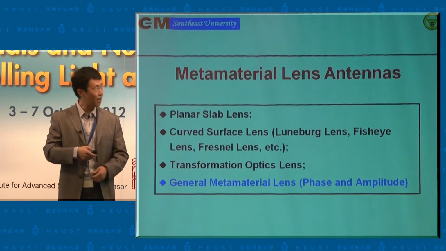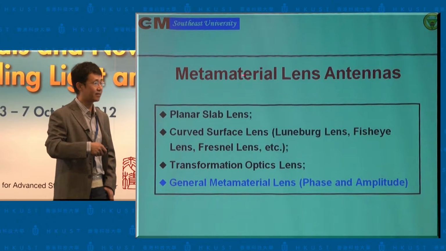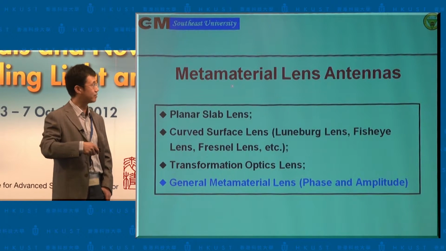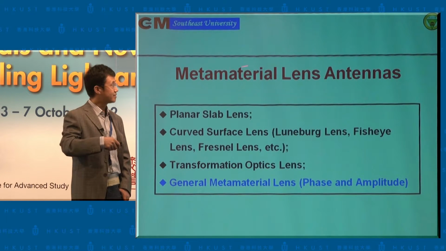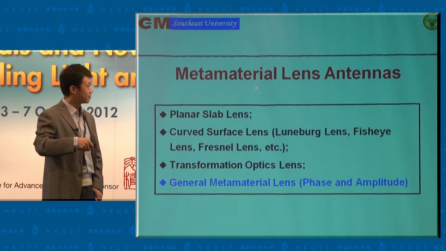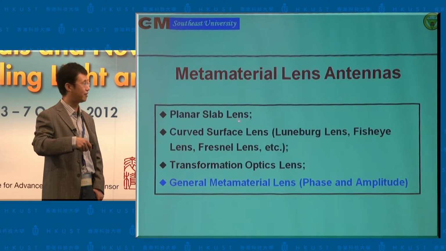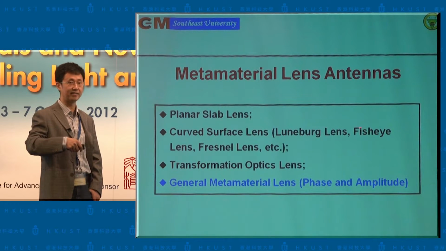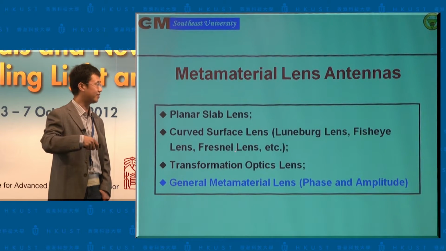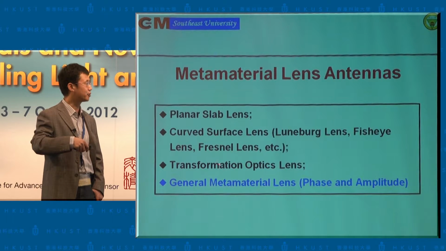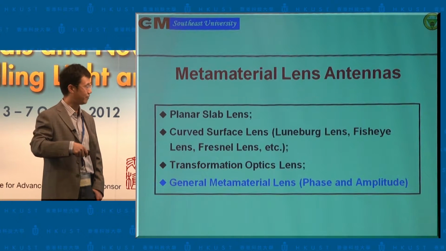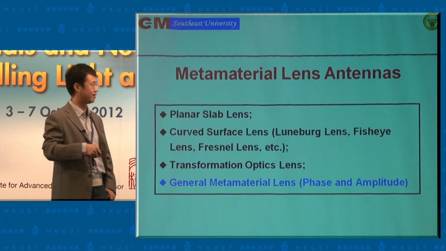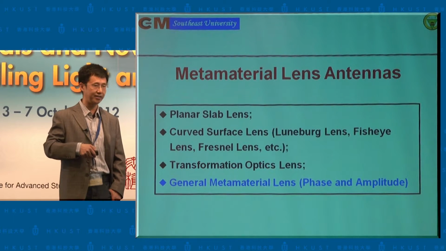So now I move on to the second type of metamaterial antenna. I call this the metamaterial lens antenna. For this kind of antenna, I will introduce the planar slab metamaterial lens and the curved surface lens, such as the Lundberg lens, Fisheye lens, Fresnel lens, and also the transformation optics lens. And finally, I will briefly introduce a general metamaterial lens, which can control both the phase and amplitude of the aperture.